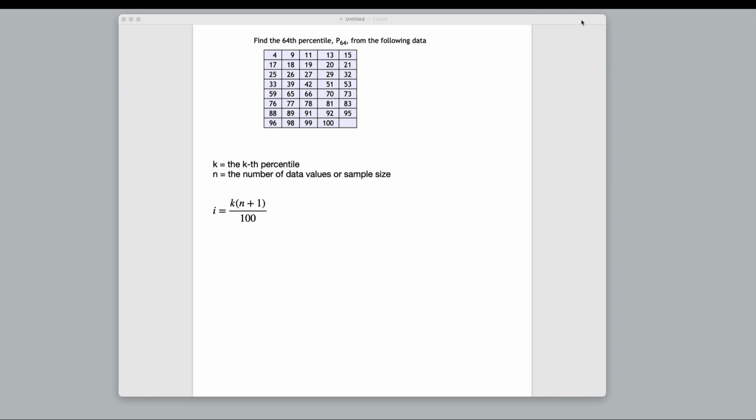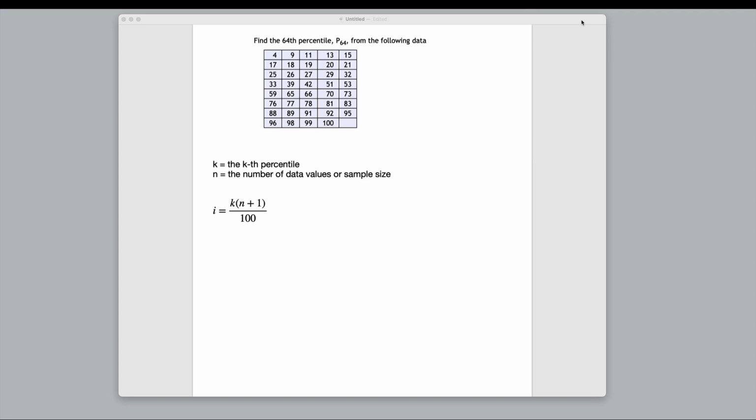Okay, so in this video we're going to learn how to find percentiles using the n+1 method, and then see how we can find the percentile for a given data value. So we're asked to find the 64th percentile from the following data. The data must be ordered from smallest to largest. Our data is already ordered, so that's great.